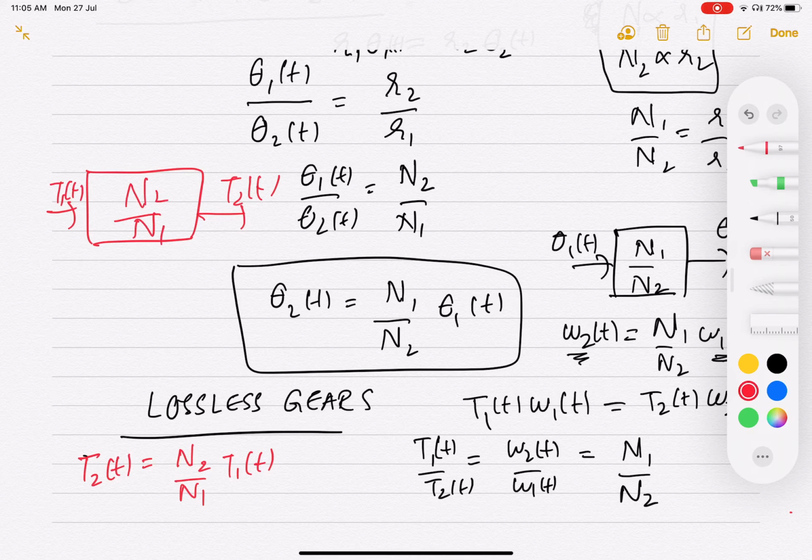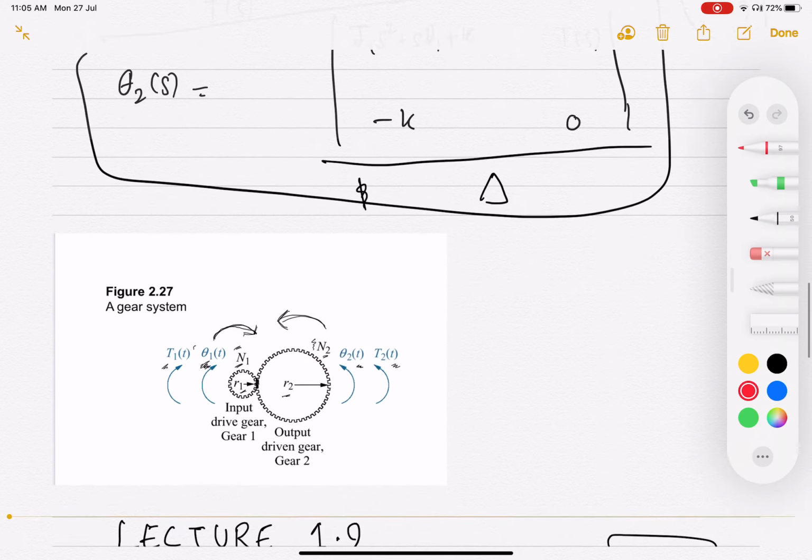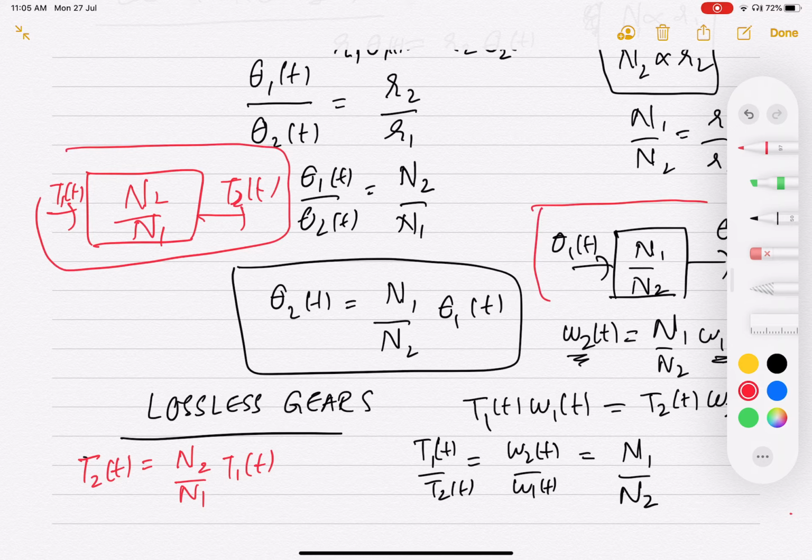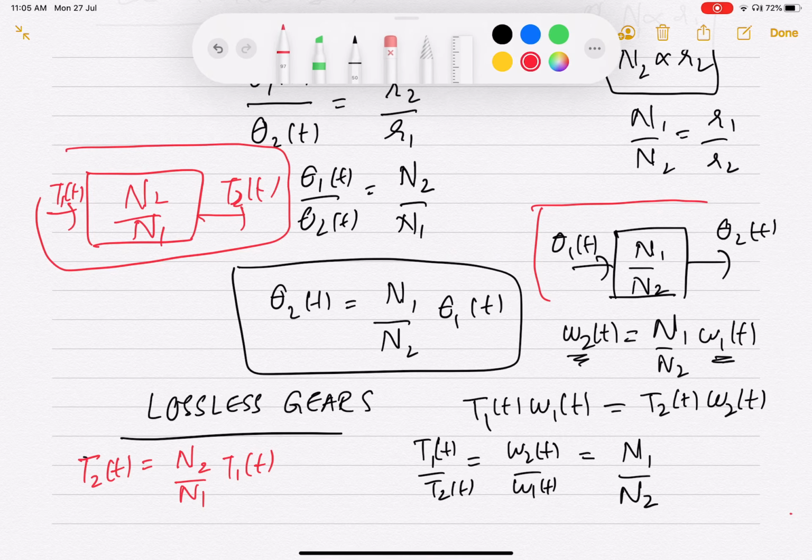That means since N2 is larger as compared to N1 in this example, you are getting increased torque on the right hand side. So you're getting increased torque T2. So you're compensating for angular displacement and angular velocity by getting an increased torque on the other shaft, right? So these two relationships we have to remember, for torque and for angular displacement and angular velocity.